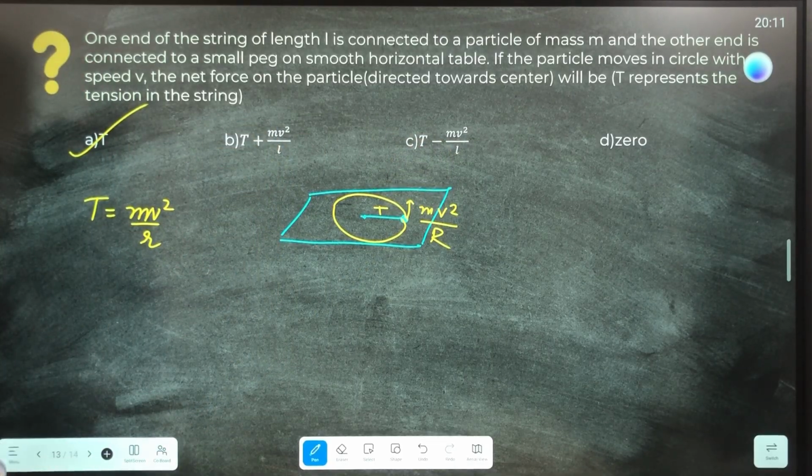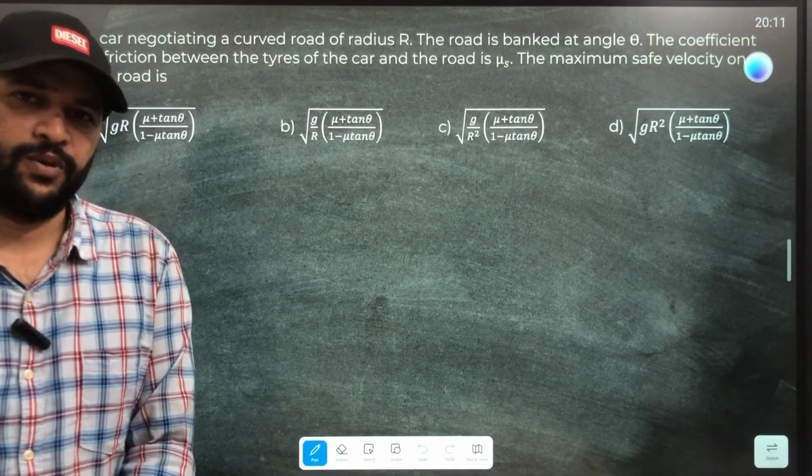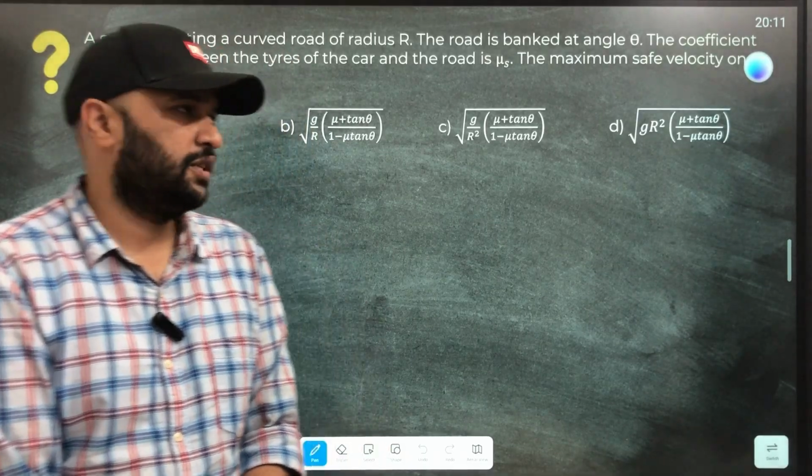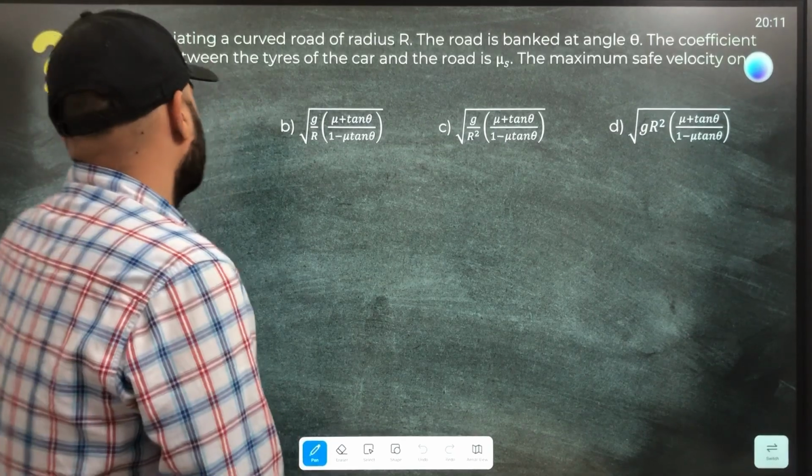Okay, let's move to the last question for today, and this is a direct problem. Banked road. I hope you have done the derivation. It is a huge derivation, and often they ask it in board exams. So let me come back to this.